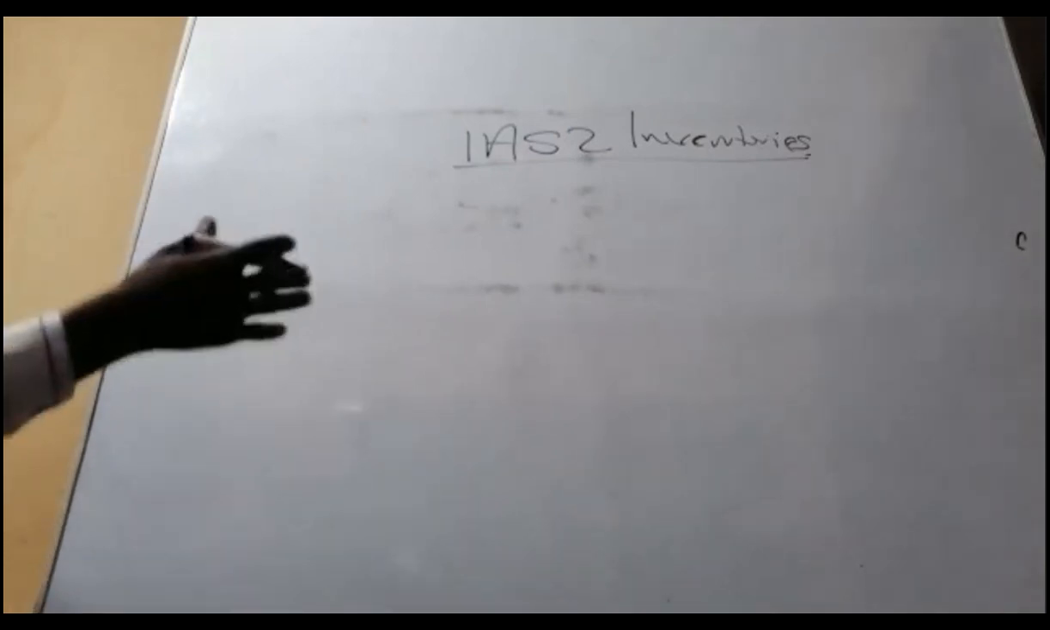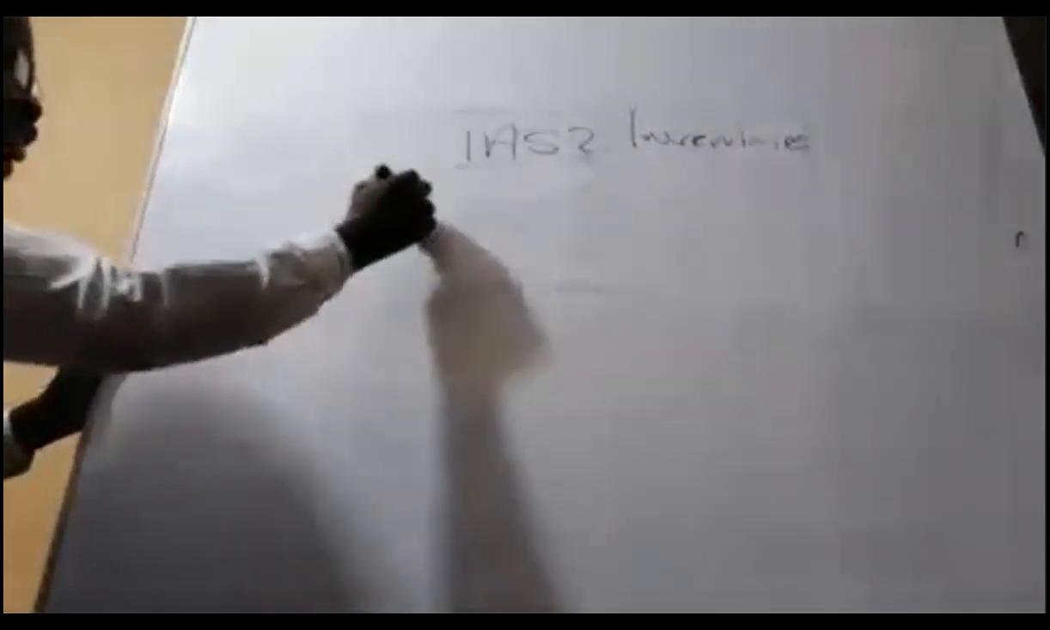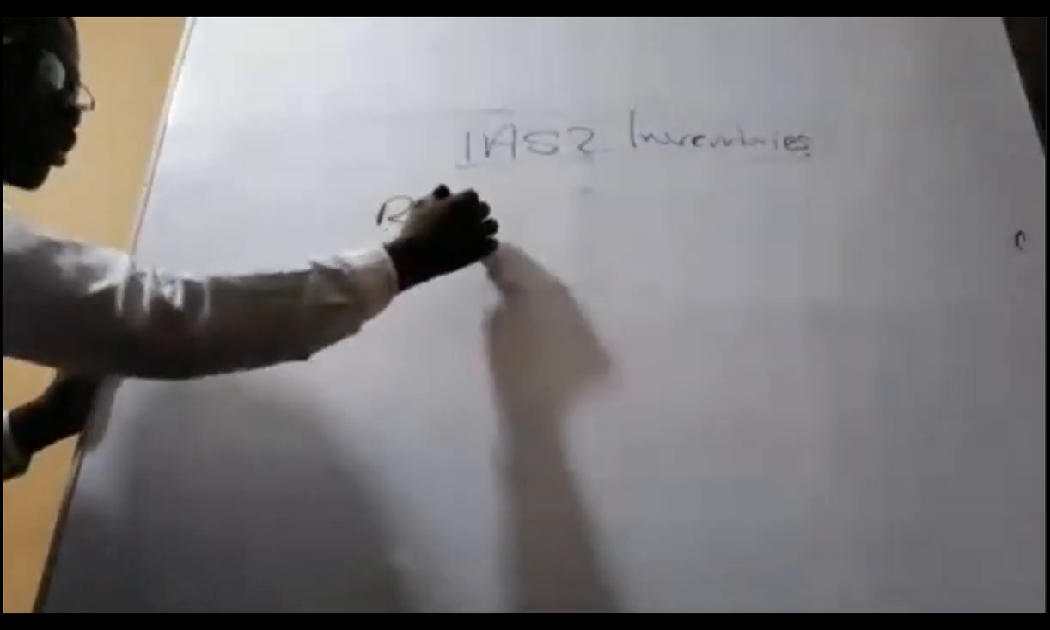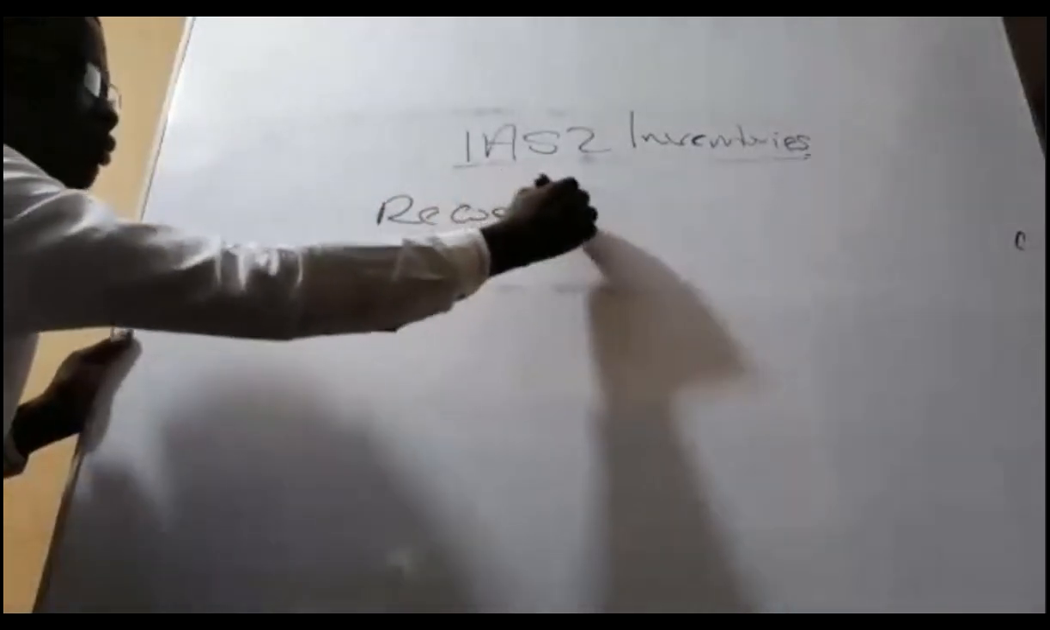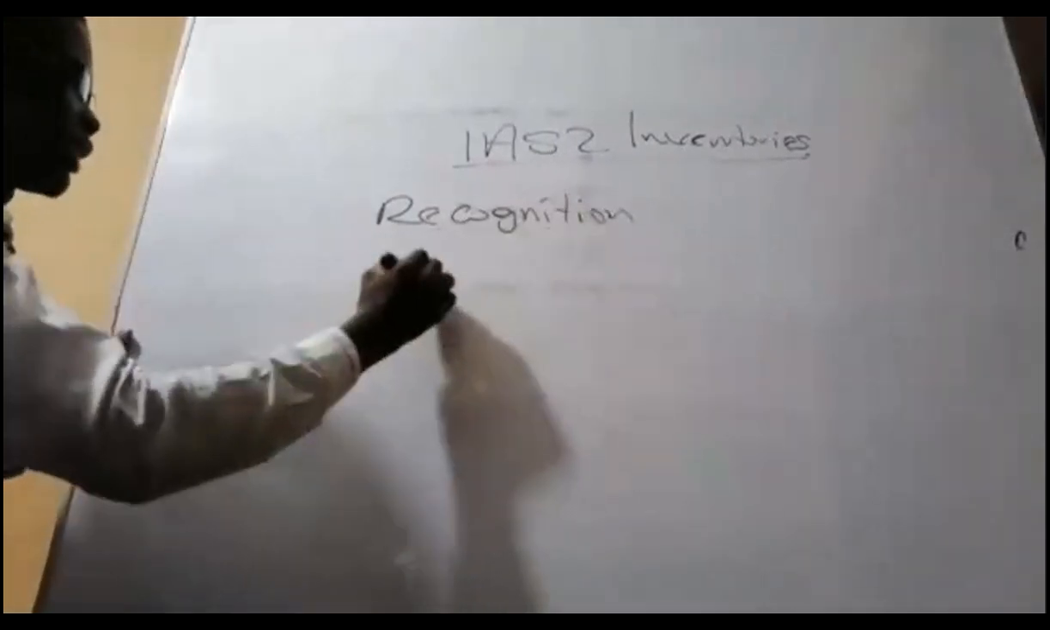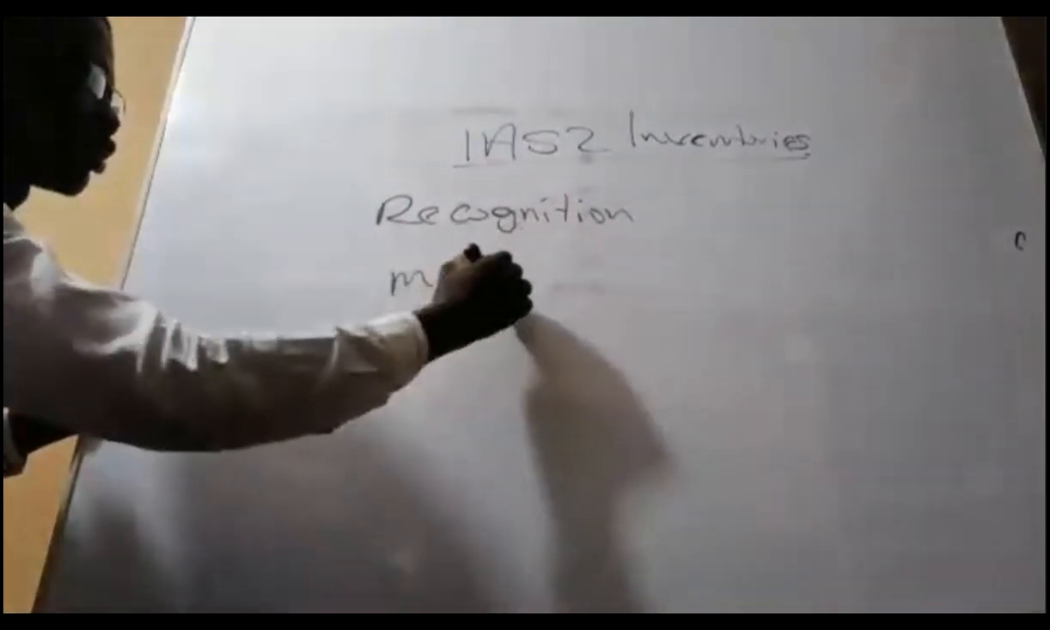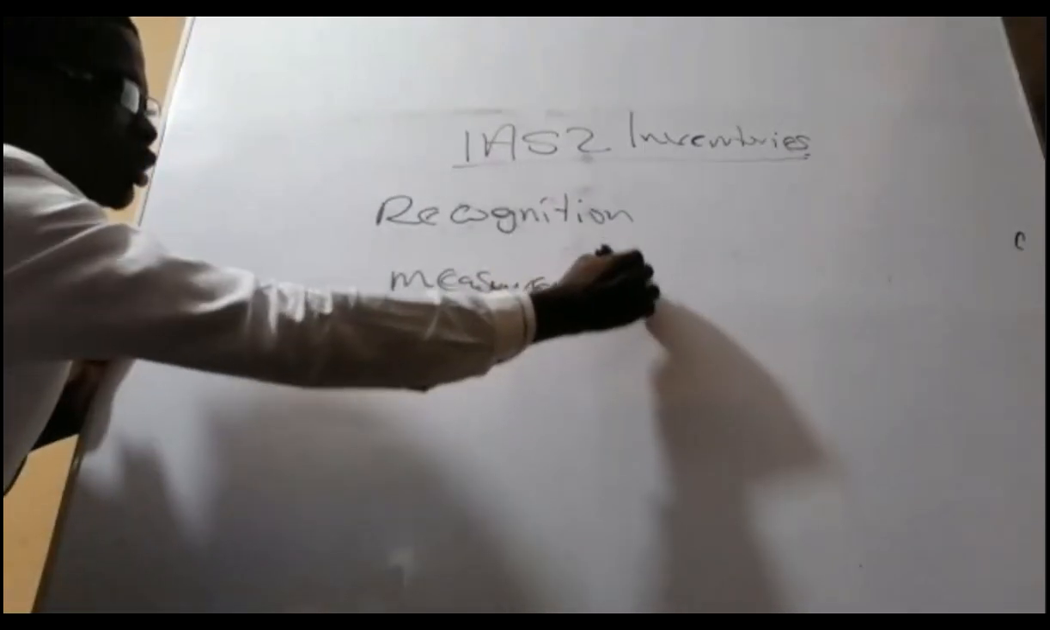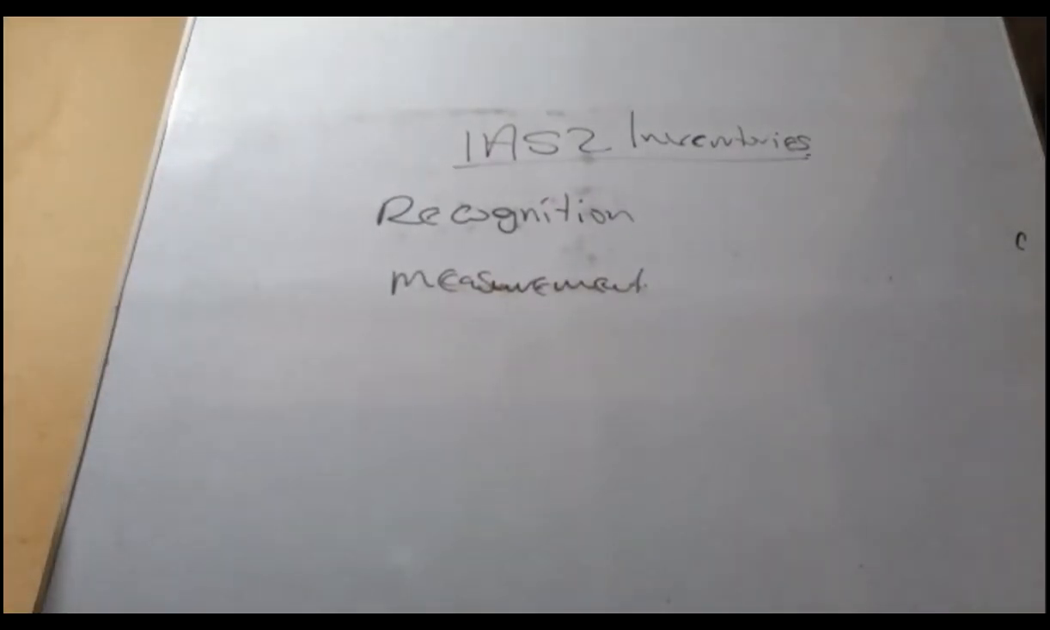Good. So welcome you all once again to the question solving stage of IAS 2. Basically, in IAS 2 there are two items that you need to look out for, but it runs through all the standards. One, the recognition. And then the measurements. So measurements, then recognition.